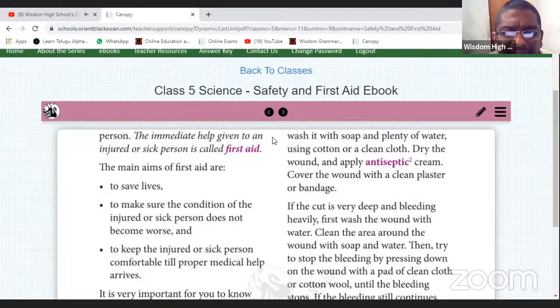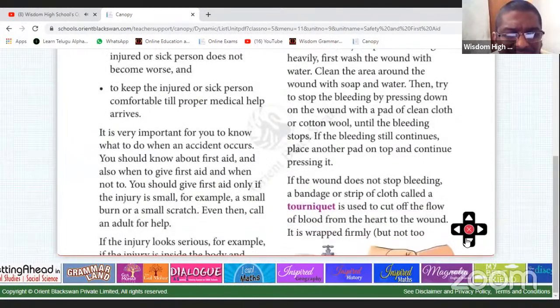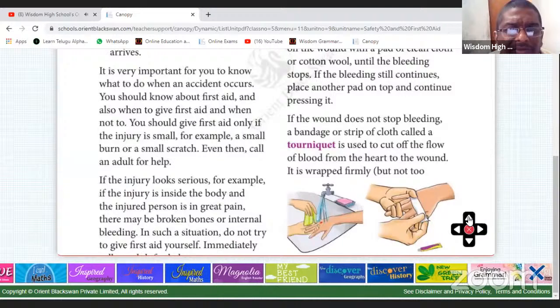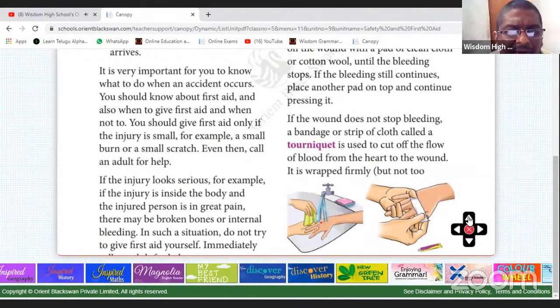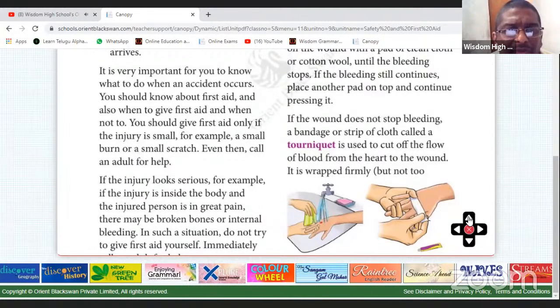Okay, what are the aims of first aid? We also discussed that. What is the main aim? The aim of first aid is to save lives, to make sure the condition of the injured or sick person doesn't become worse, and to keep the injured or sick person comfortable till proper medical help arrives. Yesterday we discussed, children, that if you know how to give first aid to the person, then you can give first aid to the injured or sick person.